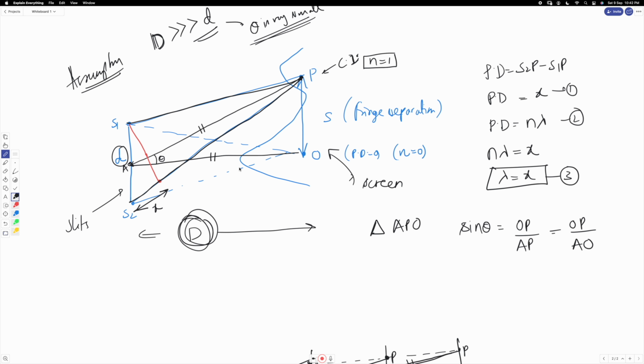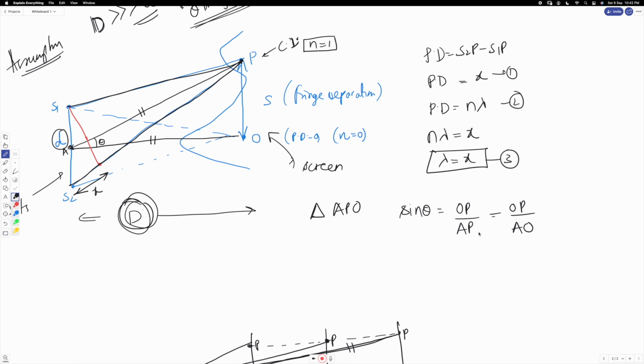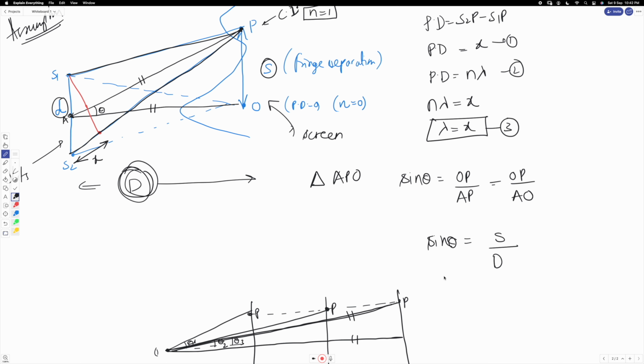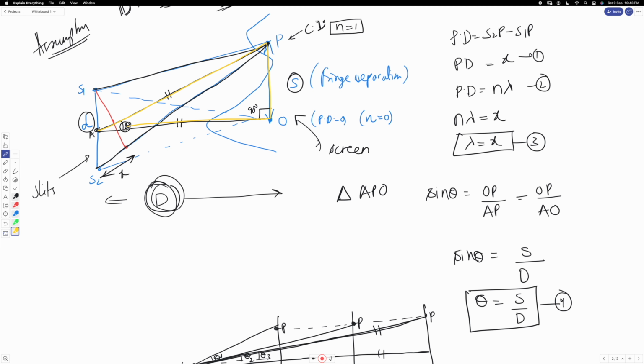Okay, now from this I can write down sine theta is equal to OP, which is fringe separation small s, divided by AO, which is the screen distance D. Since theta is small, sine theta equals theta, which is s by D. Okay, so I'm writing this as equation number 4. Okay, now come back.